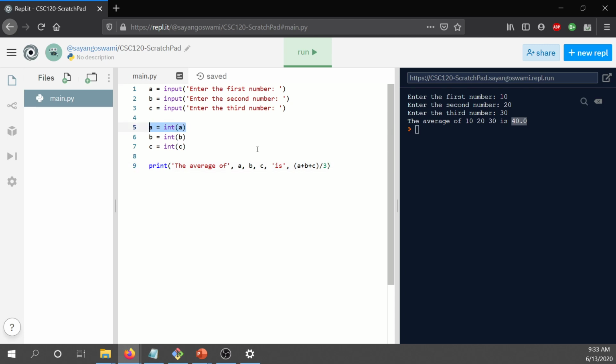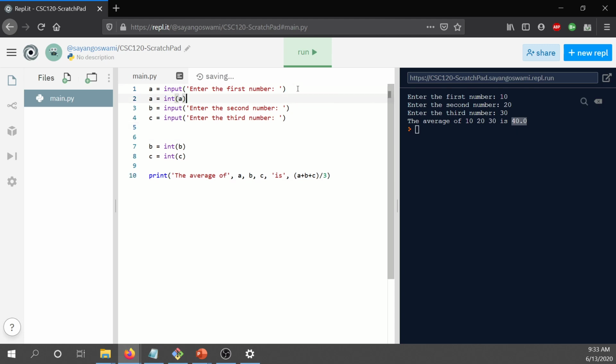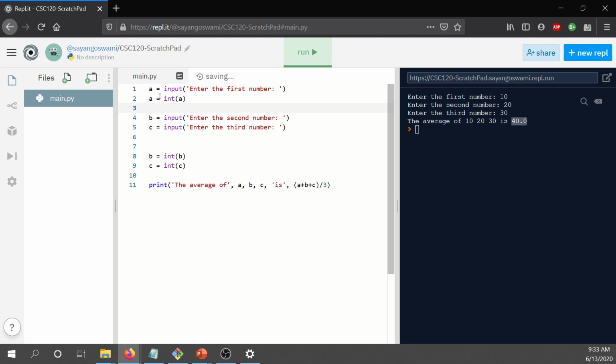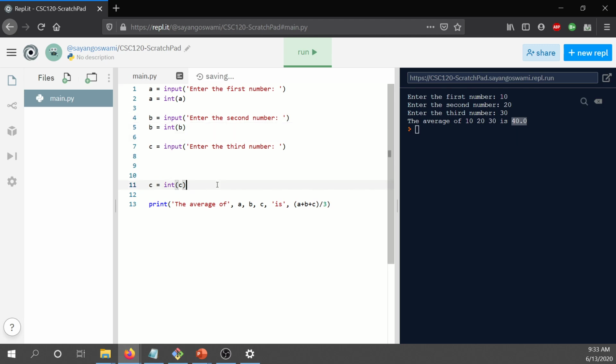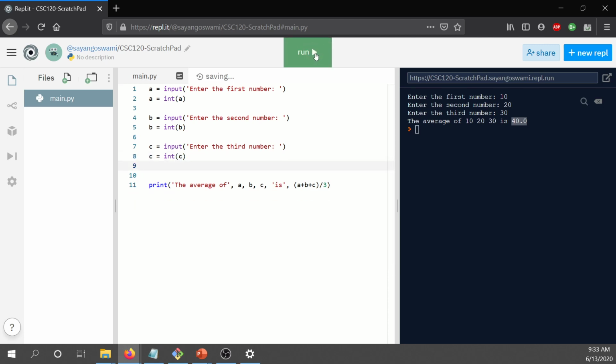So I can do a equals input, and then a equals int a, and then b equals input, and b equals int b, and c equals input, and c equals int c. I can also do that. It does not affect the outcome of my program. So 10, 20, 30, same output.